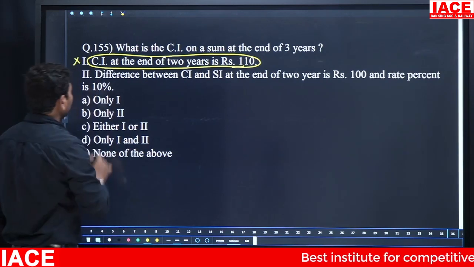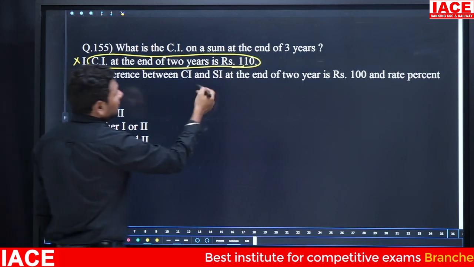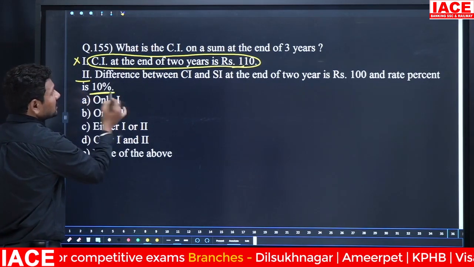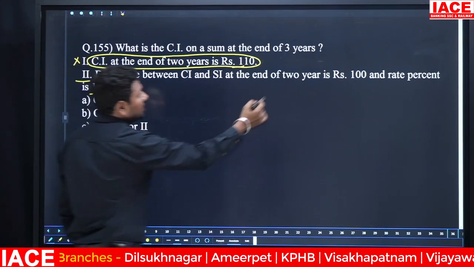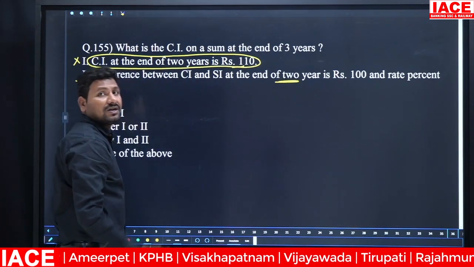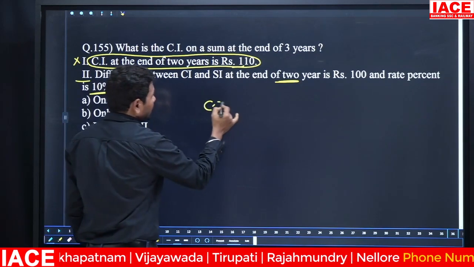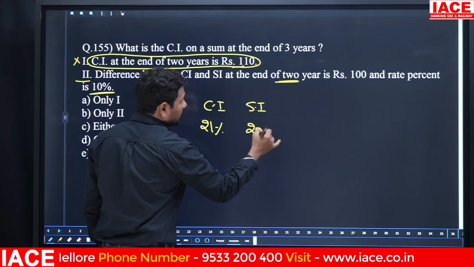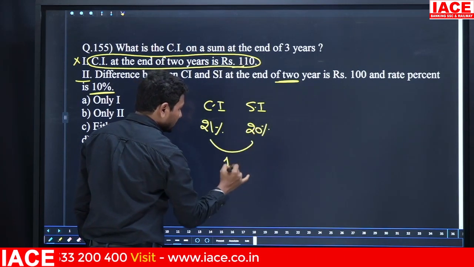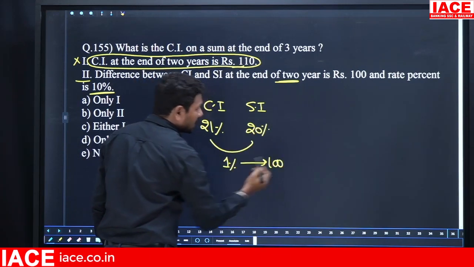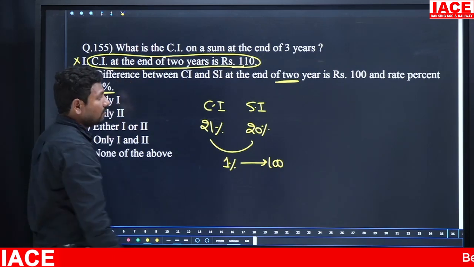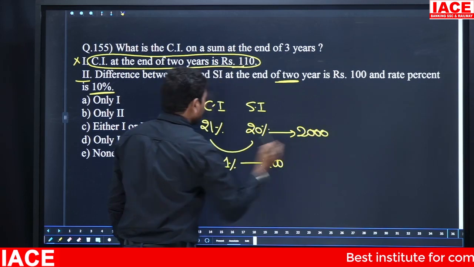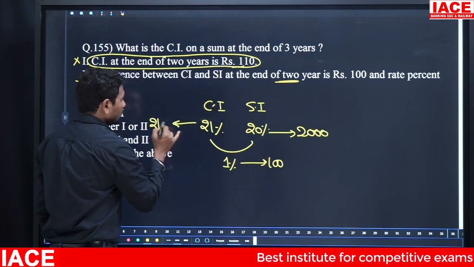And coming to statement 2, the difference between CI and SI at the end of 2 years is 100 at the rate of percentage. How much percentage? 10%. End of how many years? 2 years. Rate of interest is 10%. Then CI is equal to 21%. Simple interest is equal to 20%. Here the difference is 1%. 1% is equal to how many rupees? 100 rupees. 1% is equal to 100 rupees. 20% is equal to 2000, and 21% you will get 2100.